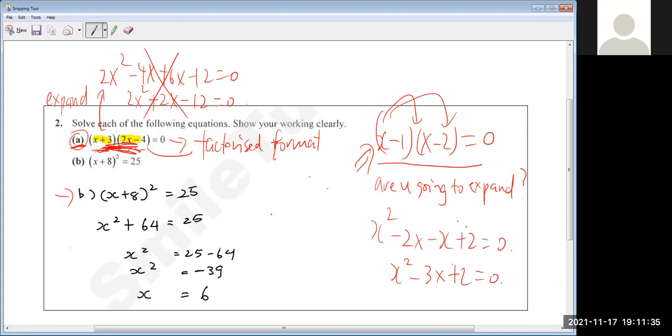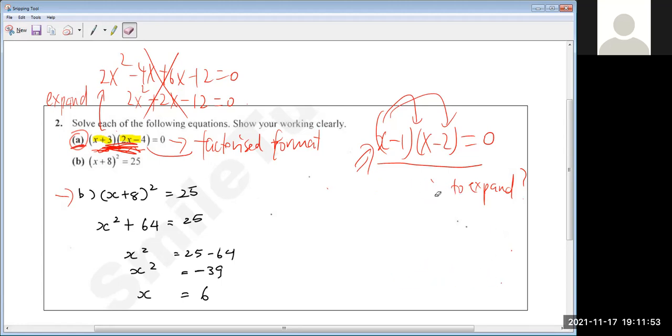All right, so if you expand it, you can't solve. So my point is, don't expand it. Okay, remember, when you are given it in this factorized format, you don't expand it. All right, don't expand it. Okay, please remember this. So if you don't expand it, so how are you going to solve this? That's the question. So this is a factorized format already. Good, just solve it.